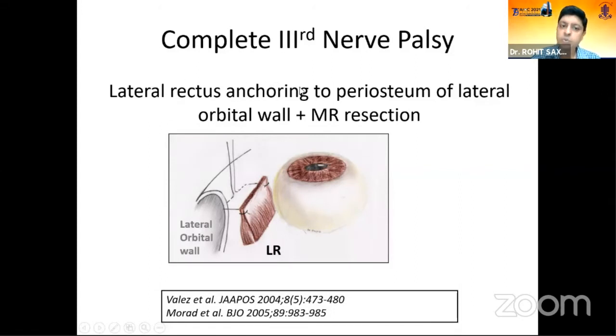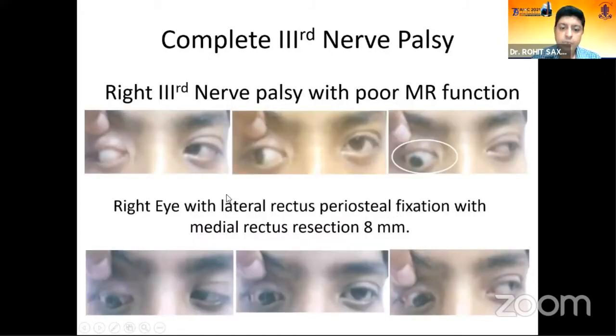One option is, if there is some medial rectus function, you can completely remove the lateral rectus action. So it's like an infinite recession of the lateral rectus. It's fixed to the periosteum. The advantage of periosteal fixation is that it is a potentially reversible procedure, and I have actually had to reverse the procedure, and I could find the lateral rectus and replace it. So like I said, it can be a reversible procedure. And along with that, you can also do a medial rectus resection, which will help us.